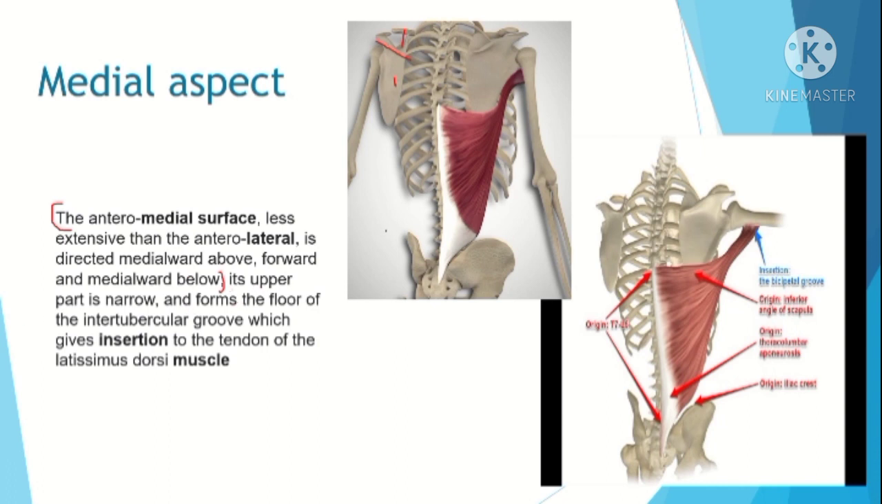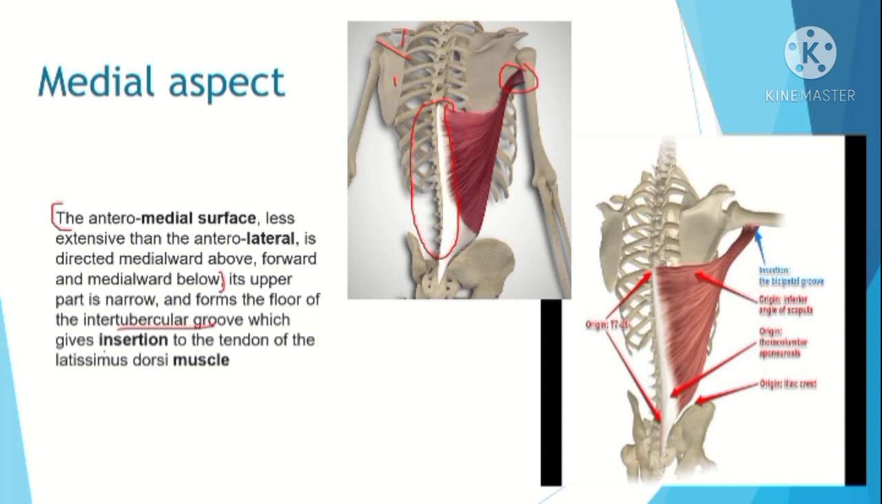Its upper part is narrow. As you can see, the upper part here is narrow and the lower part is very broad. The upper part is narrow, the lower part is broad, which is attached to the floor of the intertubercular groove. The intertubercular groove is also called the bicipital groove. Why is it called intertubercular? Because it is present between the two tubercles, the greater tubercle and the lesser tubercle. The name also says intertubercular groove.